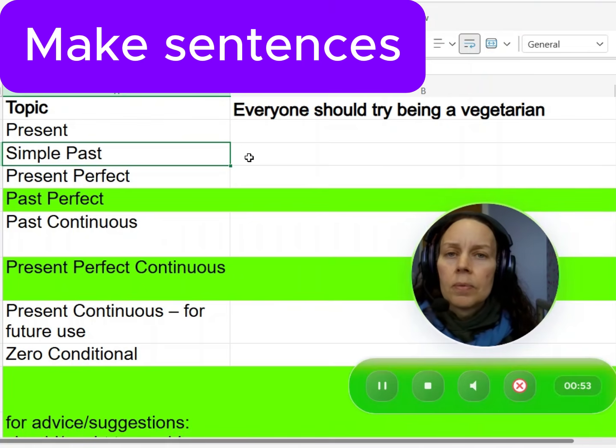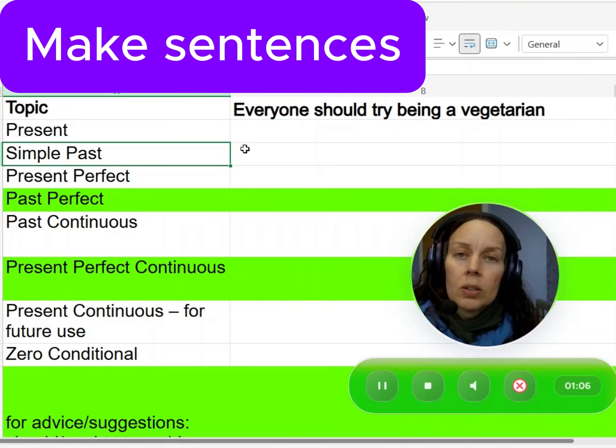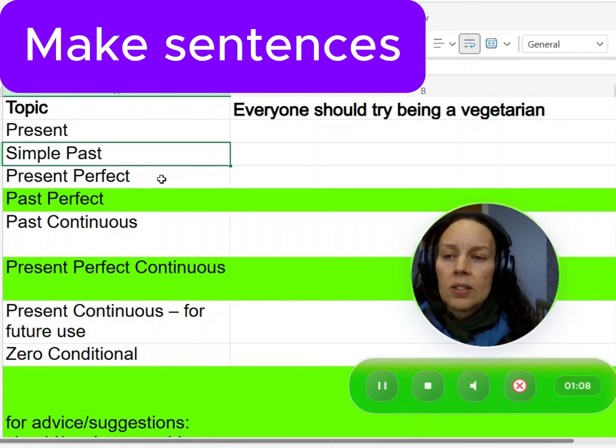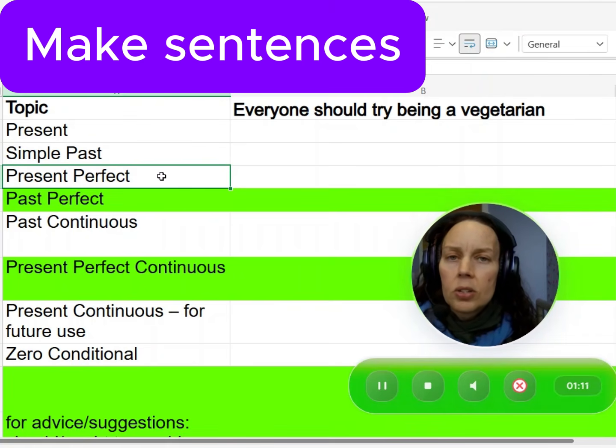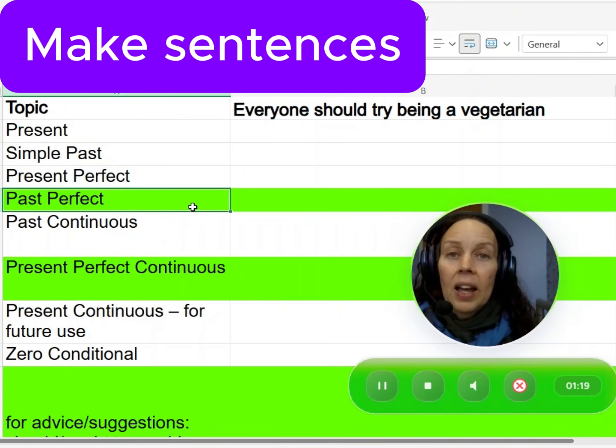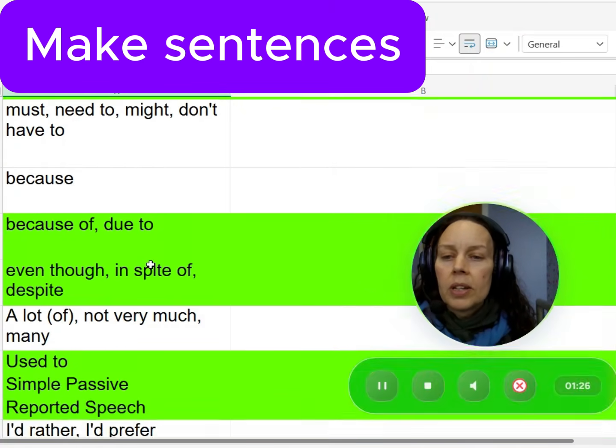Let's try past tense. I met many vegetarians when I went to school. I met many vegetarians when I lived in California. We practice writing or saying past tense sentences, and we go down through the list, making sure that we know all of these grammar elements. I have never met a vegetarian. I had never met a vegetarian until I met my friend Susan, and we go through the list.